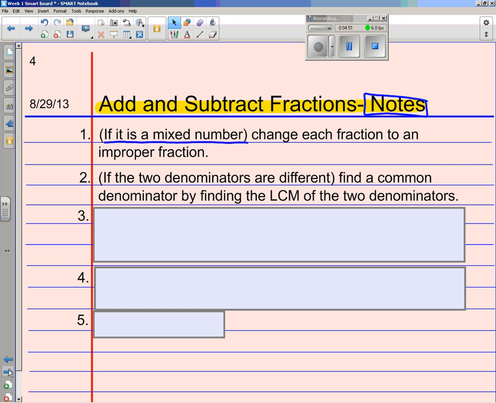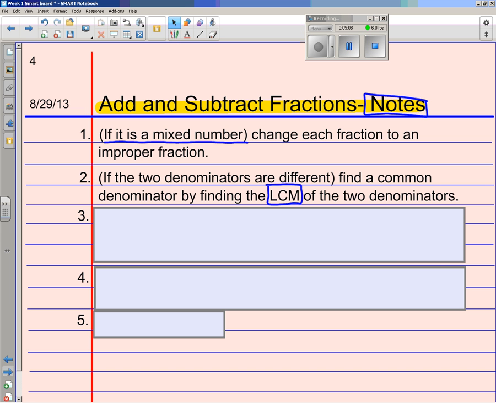Step number 2, if the two denominators are different, you need to find a common denominator by finding the LCM of the two denominators. LCM is least common multiple. That's what we just did on the previous page.